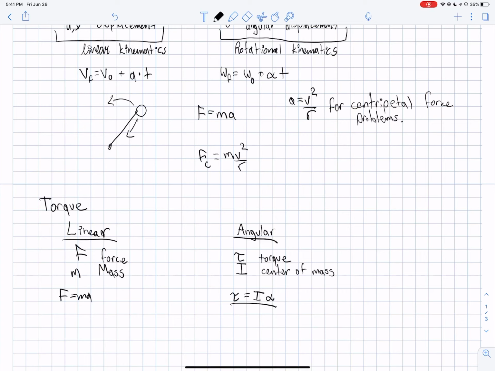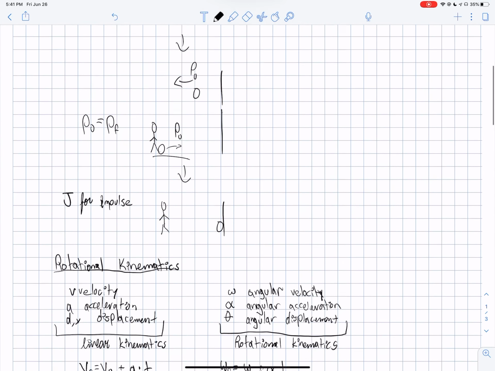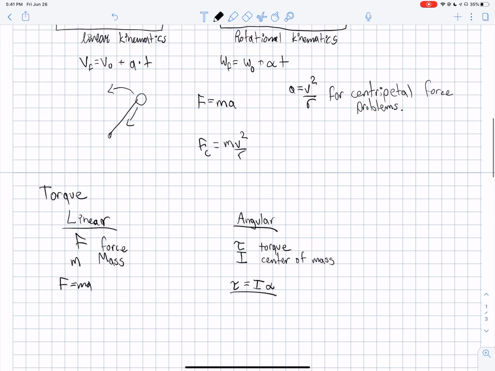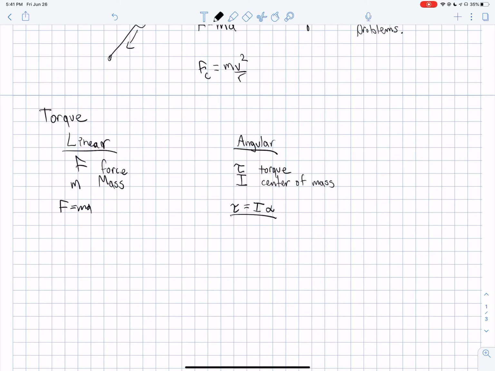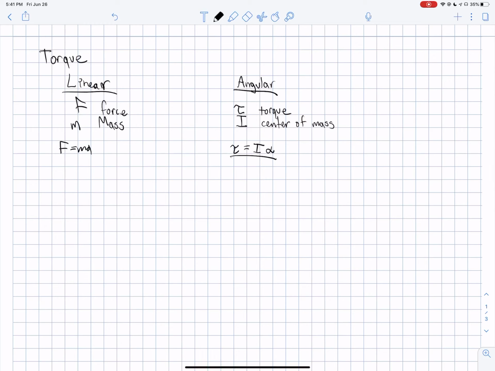Now, I hope you're taking notes on this. This is just a brief overview of everything that you may have covered in physics 2. There may be some things that I skipped out on, but I feel like this is what you're going to need going forward into what we're going to be doing in physics 3. And any questions, you can bring them up now.